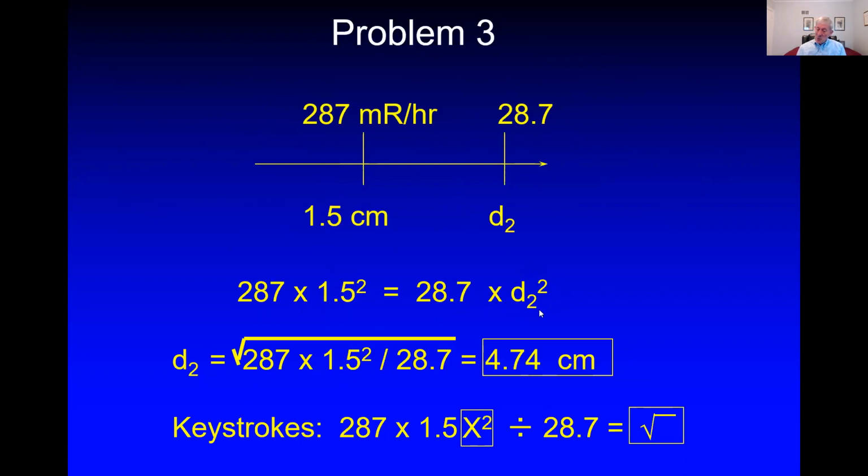Now, if you solve for d2 squared, you don't have your answer because that's d2 squared. All you want to know is what is the distance. So you're going to have to take a square root. So here's the setup. The last thing you want to do is press that square root key. But look what's under this huge square root line here. You're going to take 287 times 1.5 x squared key divided by 28.7 equals. That's going to give you a number, I'll take a guess, it's like 22 or 23 or something like that. And then you're going to press your square root key, and that should give you 4.74.